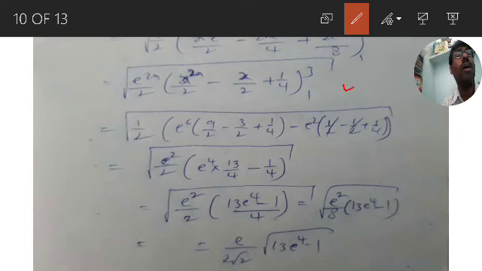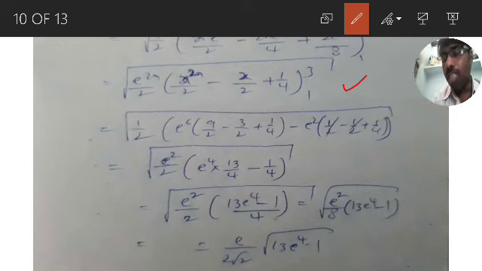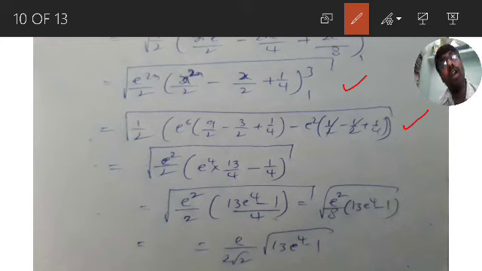So this is square root of e power of 2x by 2 into x square by 2 minus x by 2 plus 1 by 4 from 1 to 3. Apply upper limit minus lower limit as per the fundamental theorem of integral calculus. The upper limit is 3 and the lower limit is 1.